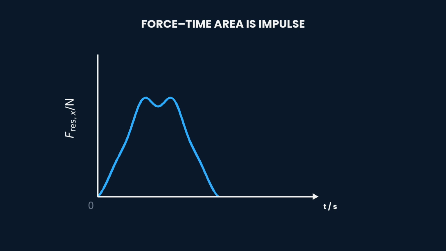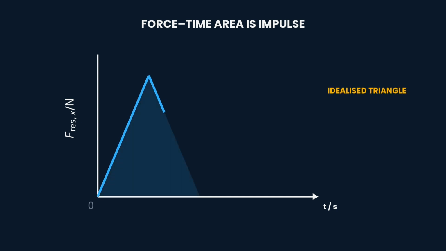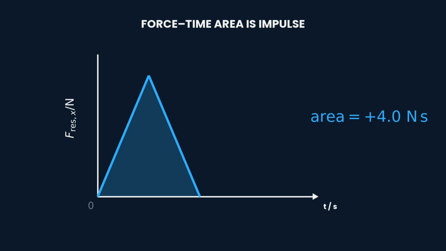On a graph of horizontal resultant force against time, the signed area between the curve and the time axis is the net impulse. Here, model this collision with an idealized triangular pulse, 0.020 seconds wide. Its area must be positive 4.0 newton seconds. Area equals 1/2 times base times height, so the peak force is 400 newtons. But that is just the peak. The average force is still 200 newtons.